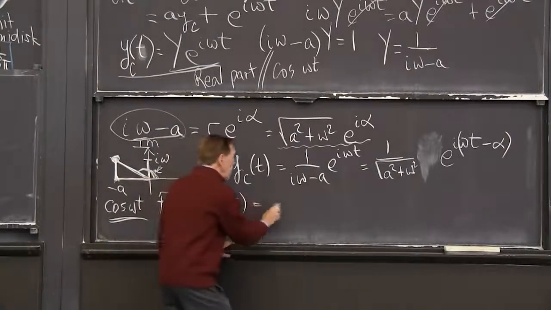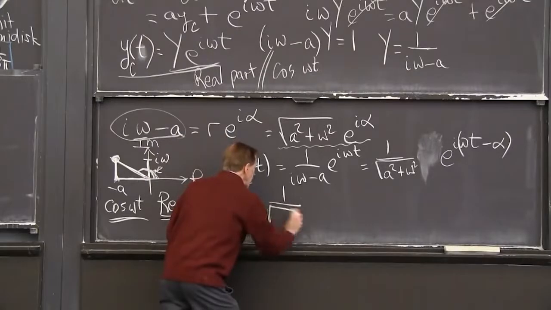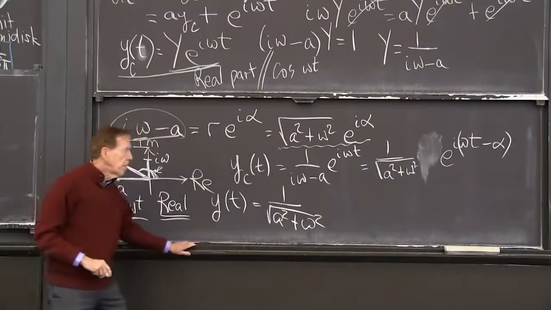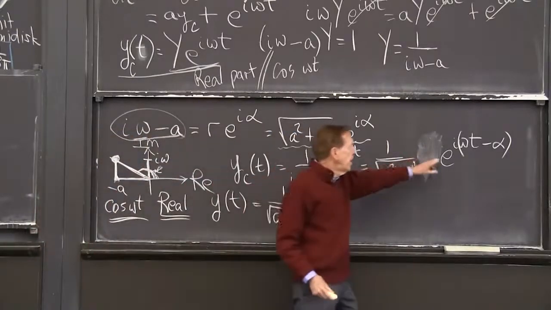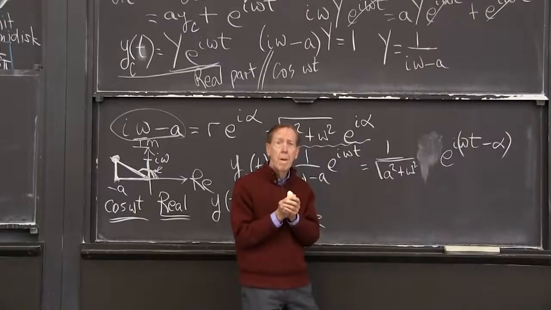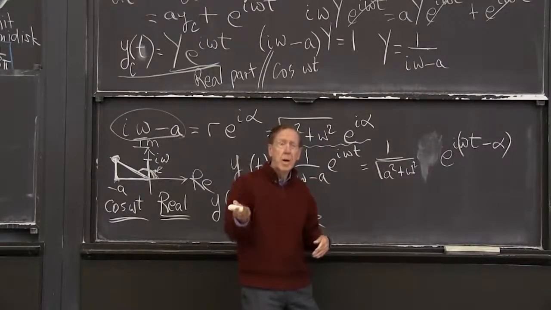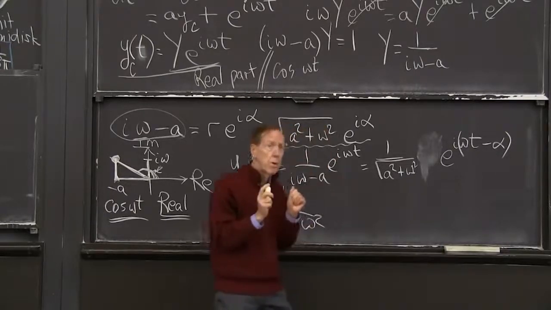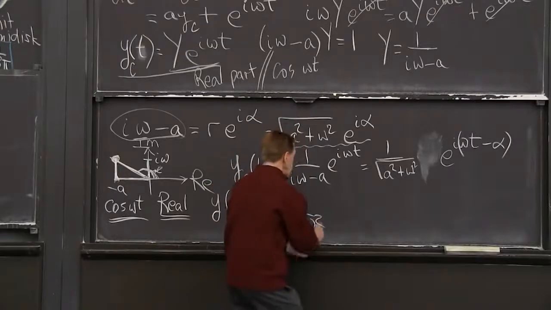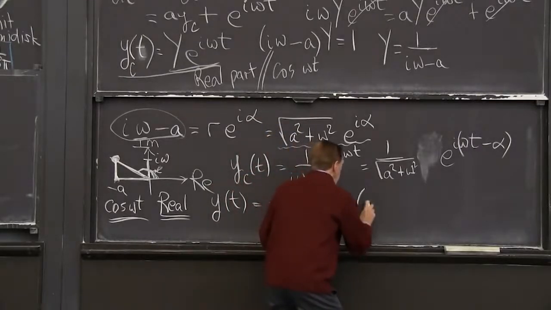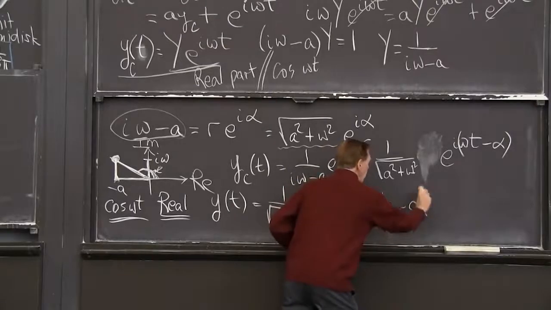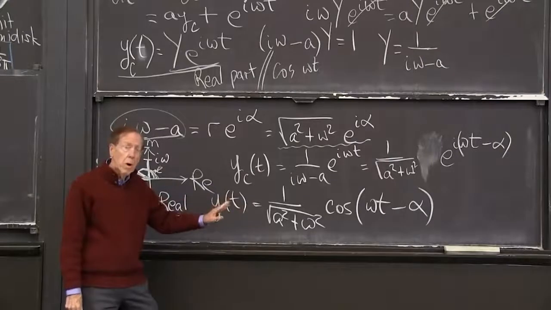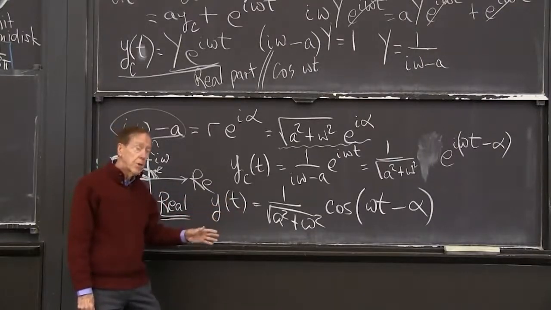Well, this is a real number, 1 over the square root of A squared plus omega squared. And what is the real part of e to the i times an angle? The real part of e to the i theta is the cosine of theta. We're using Euler, always using Euler. So it's just the cosine of omega t minus alpha. And that's exactly what we ended up with, with more work, in the previous lecture.